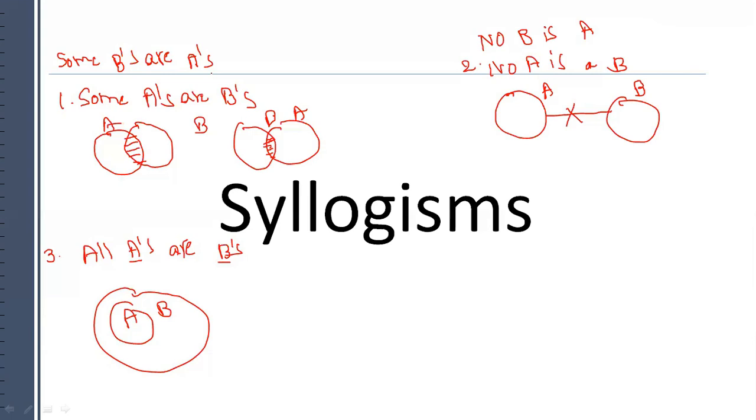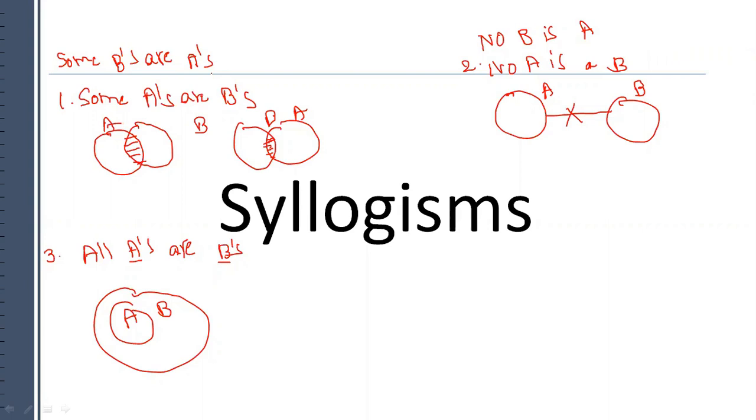All the A's are B's means the A circle should lie completely inside the B circle, because the whole category of A's are B's, so all of A will come inside the B circle. That's the point, and here we need to understand a few more things. If the statement is all the A's are B's, then you can say some A's are B's also. You might have a doubt: ma'am, why are you saying some A's are B's when we have all the A's are B's, and you can just say all the A's are B's, right? So guys, try to understand that all the A's are B's means the A circle is completely related to B.